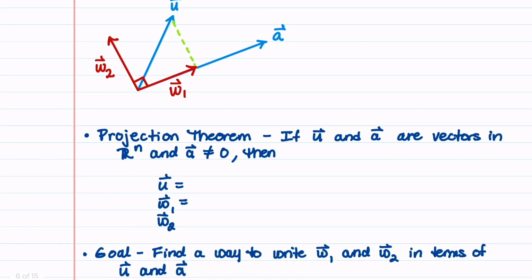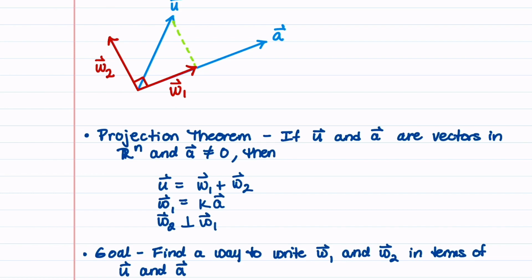The projection theorem tells us that if u and A are vectors in Rn and A is not equal to 0, then u can be written in terms of W1 and W2 like this. We say that u is W1 plus W2. W1 lies along vector A, so we say that W1 is a scalar multiple k of A. And then we can also write down that W2 is orthogonal to W1.